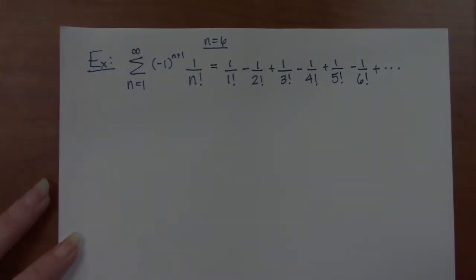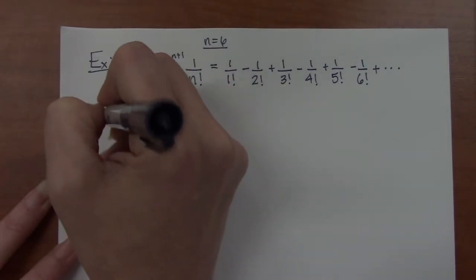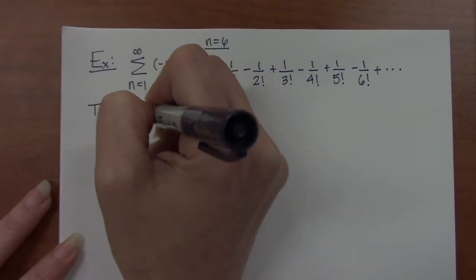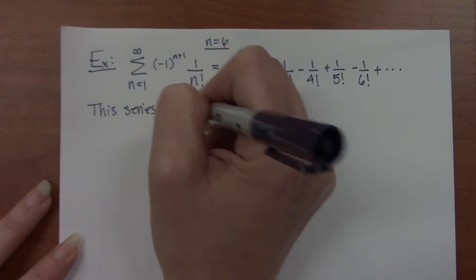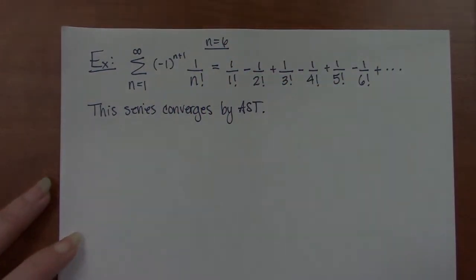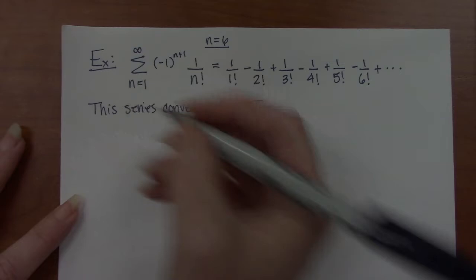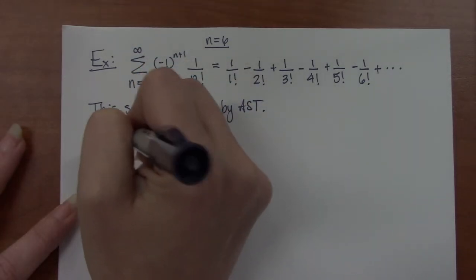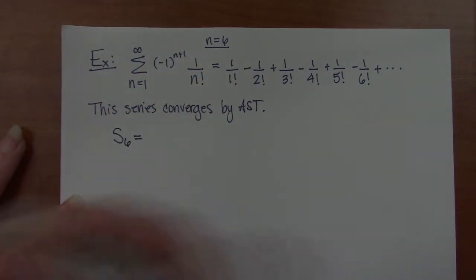So we know this series converges because it's going to pass the alternating series test, right? Our a sub n is 1 over n factorial. Those are all positive. The limit of 1 over n factorial goes to 0. And we can see that the terms are reducing, right, as they keep going. So we know this guy converges. So that means let's calculate the partial sum of the first 6 values.